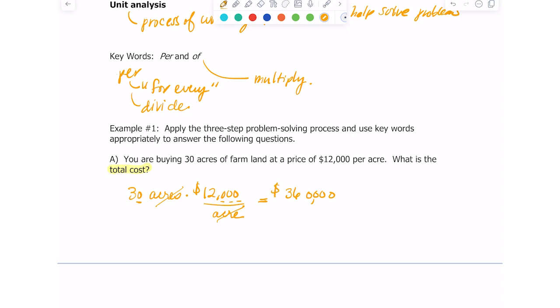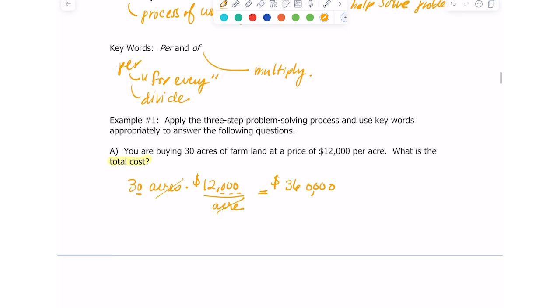So what this means is that if we found that purchasing 30 acres of farmland at $12,000, it's going to cost a total of $360,000.